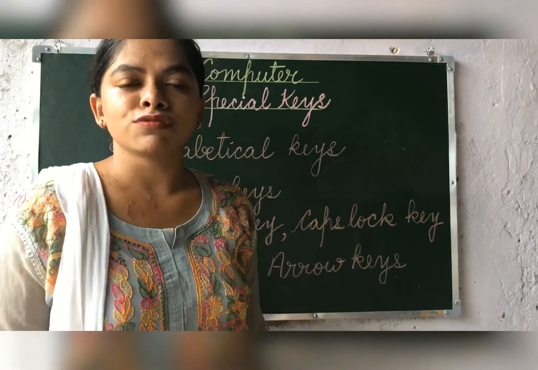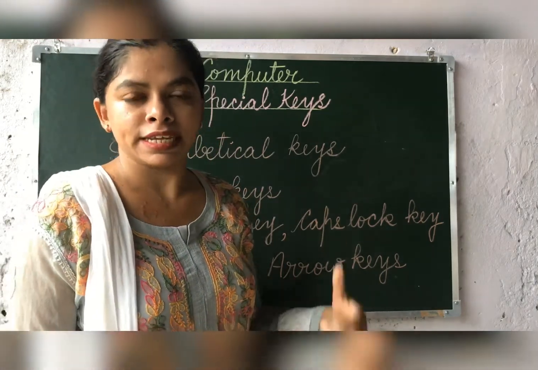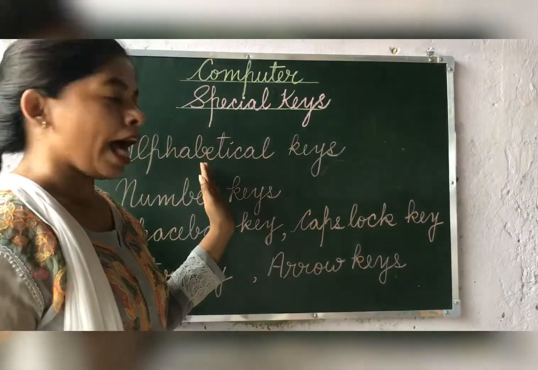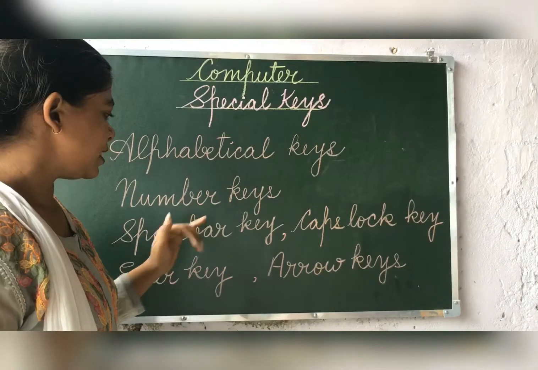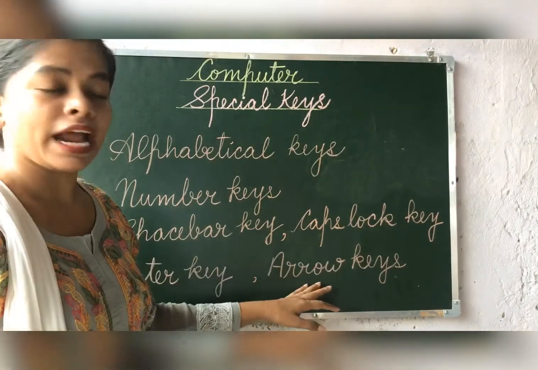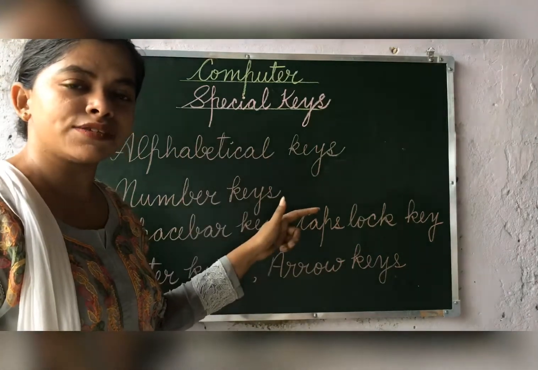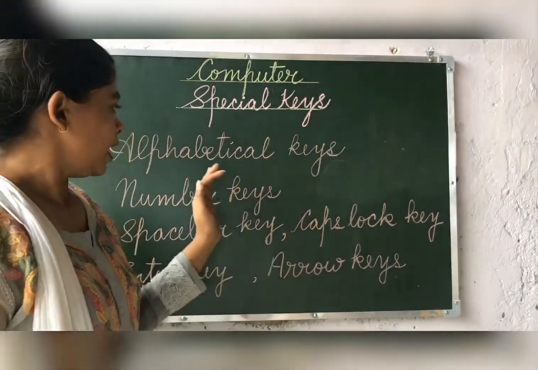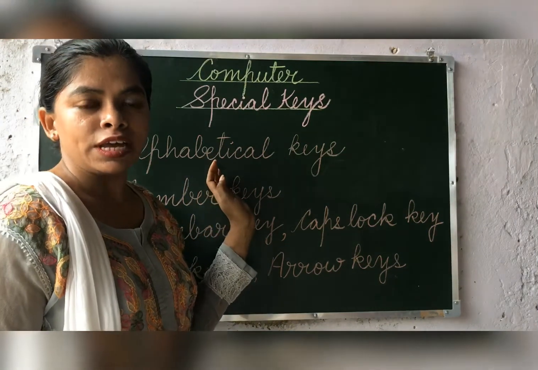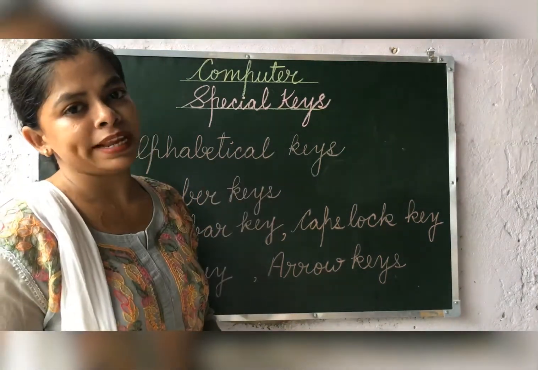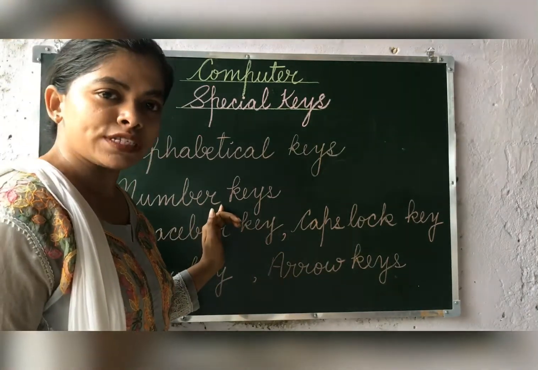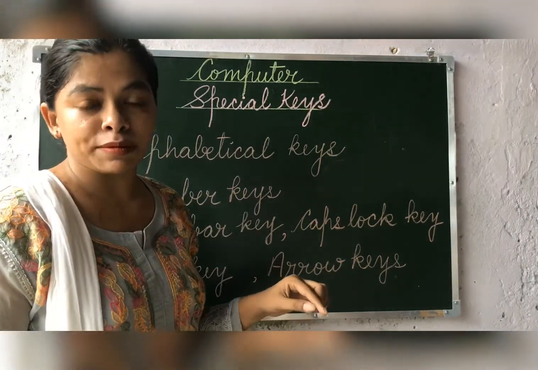Now children, in class 1 you have studied about a few keys. Let us study about them. First we will revise that. That is alphabetical keys, number keys, space bar key, enter key, caps lock key and arrow keys. About all these keys you have studied in class 1. Now alphabetical keys. Why do we use alphabetical keys, children? We use alphabetical keys to type letters like A, B, C, D. Then number keys. Why do we use number keys? We use number keys to type numbers.